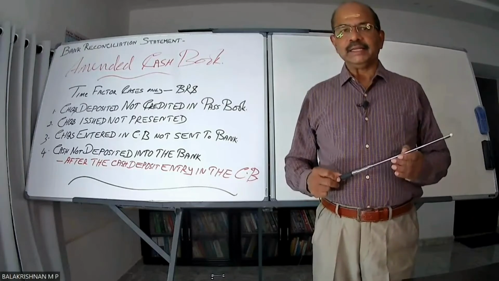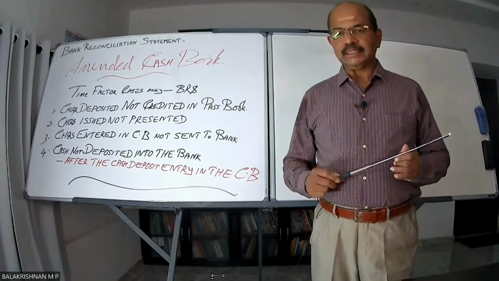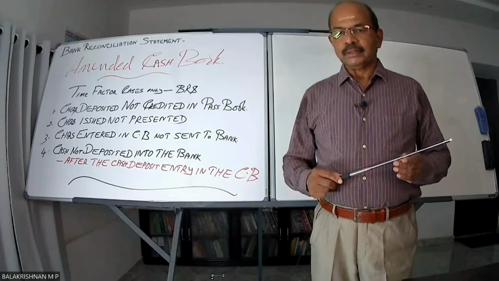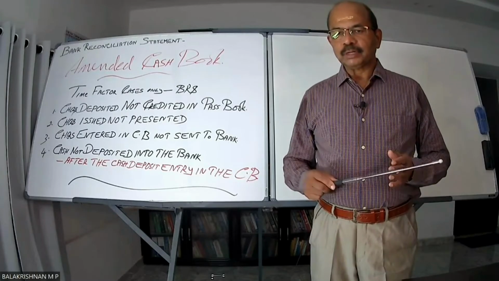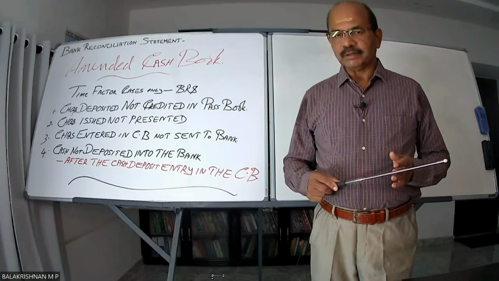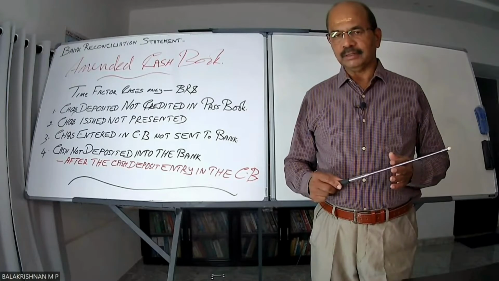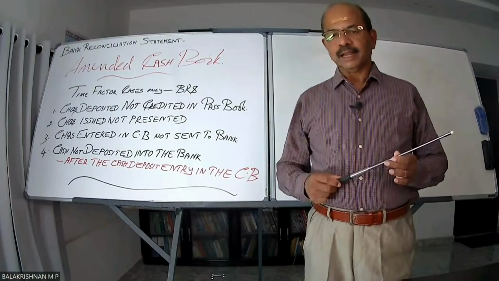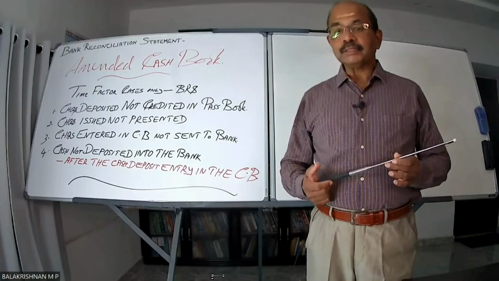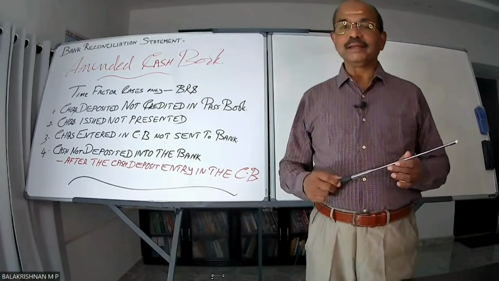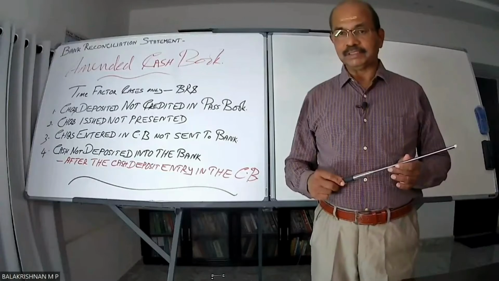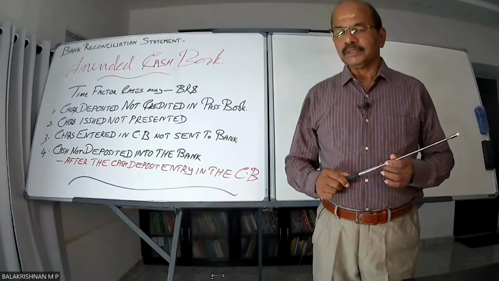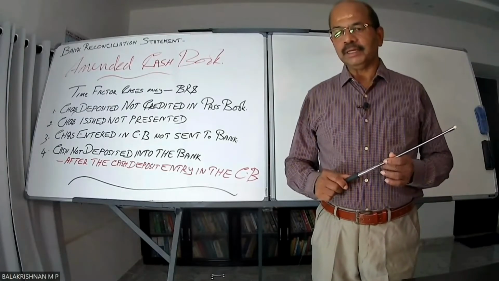Okay. Then entries on incorrect side. Instead of the debit side of the bank column, you have shown the credit side or vice versa. It affects the bank balance severely. You can make an adjustment entry in the amended cash book. Or sometimes instead of entering in the bank column, you enter in the cash column or vice versa. We rectify through the amended cash book.